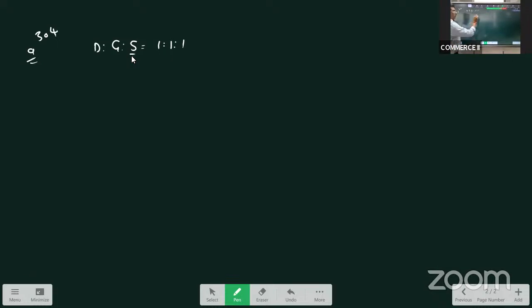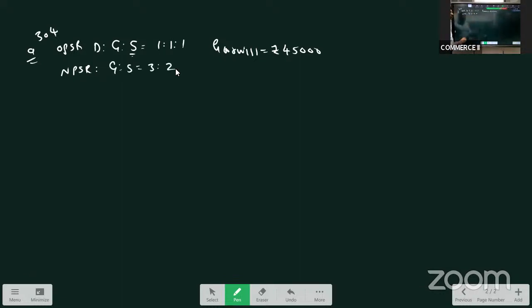It is raised and written off. Goodwill is raised at 45,000 and it is immediately written off also. The new profit sharing ratio is given as 3:2. This is OPSR and NPSR. Who is retiring? Dravid is retiring. So Ganguly and Sachin will continue in the ratio 3:2.